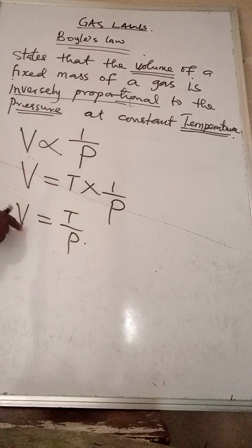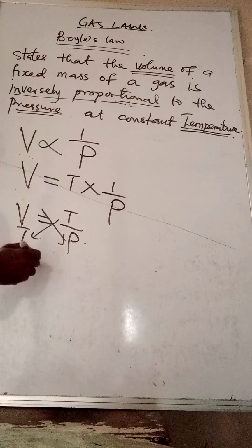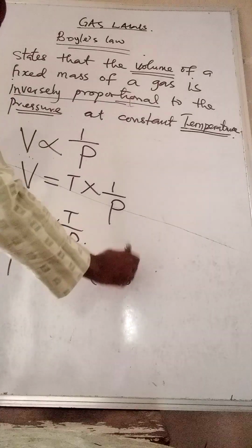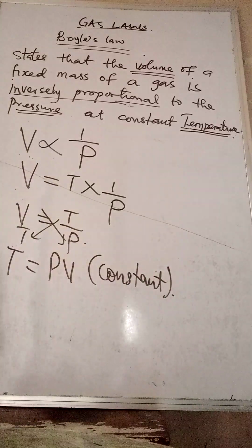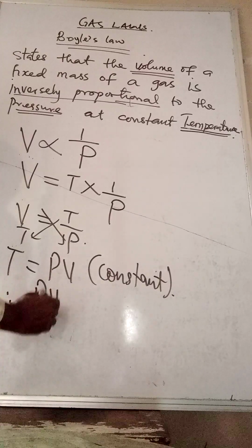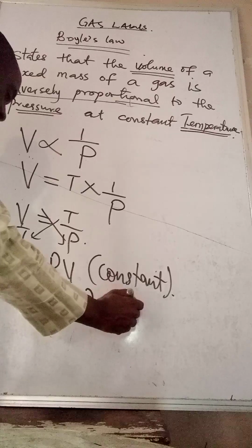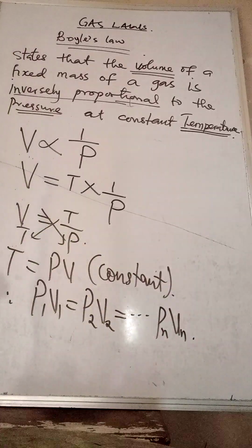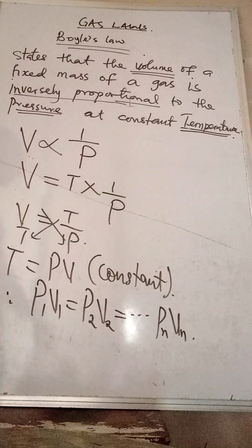So when you cross multiply, the constant T will be equal to PV. That is constant. And when we say something is constant, it means it remains the same. Therefore, P1V1 = P2V2 = PnVn, depending on where the n value ends.